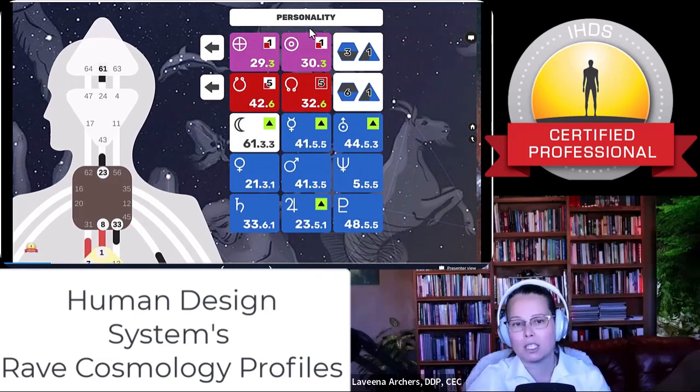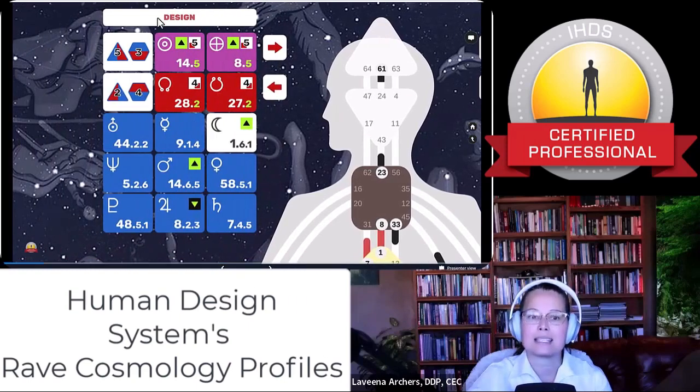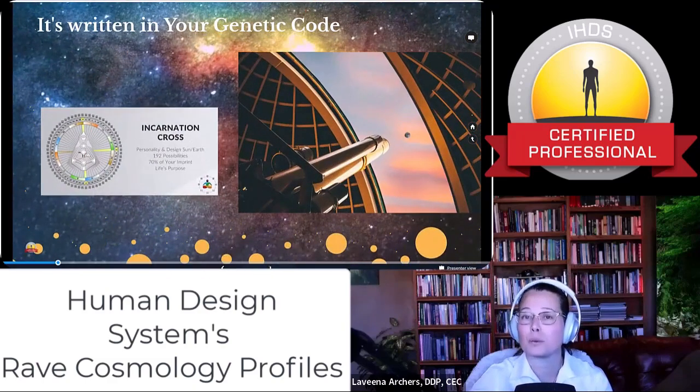So we're going to be taking a look at the sun and earth of both the personality, you can see that little green 3 right there, as well as the design sun and earth. You see this 5 right here. This happens to be my chart. I'm a 3-5. And we're going to put it into context with the deeper layers, the true profile, the authentic profile that goes beyond just the basic 12 profiles that most people are very familiar with if you've been studying Human Design at all for some time.